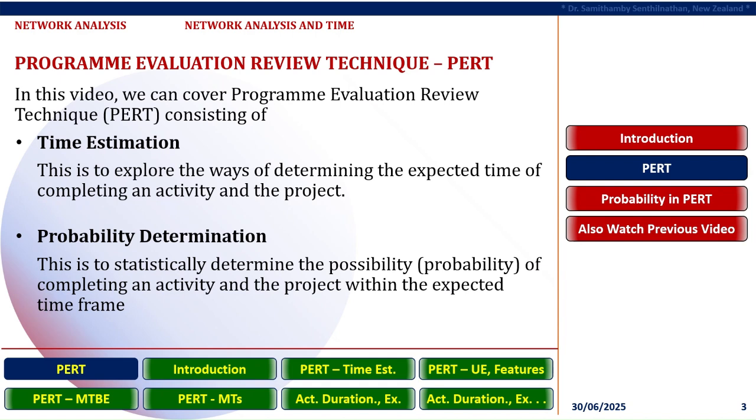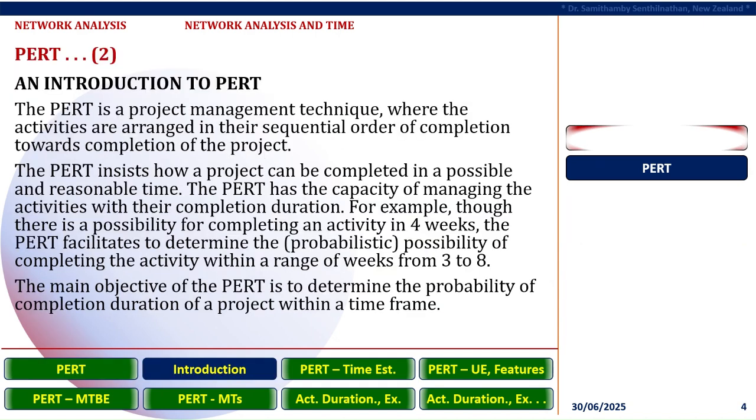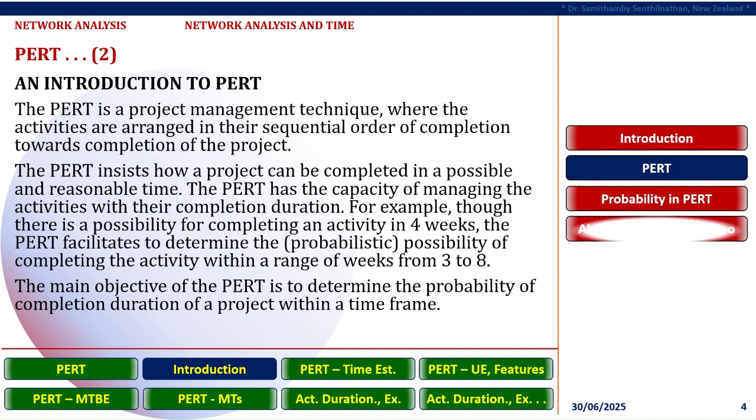Now, we can move on to detailing the PERT. An introduction to PERT. The PERT is a project management technique, where the activities are arranged in their sequential order of completion towards completion of the project. The PERT insists how a project can be completed in a possible and reasonable time. The PERT has the capacity of managing the activities with their completion duration.